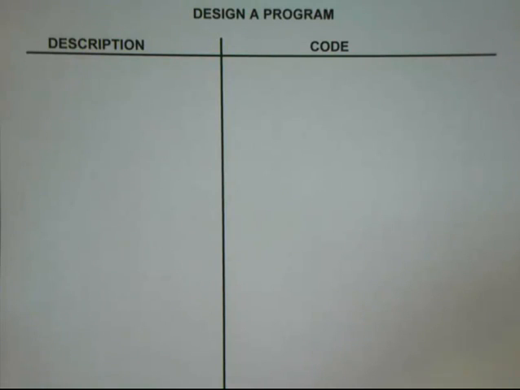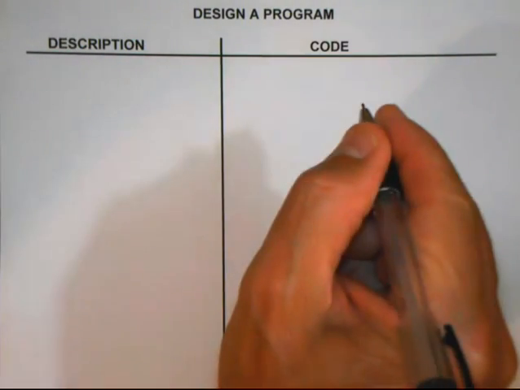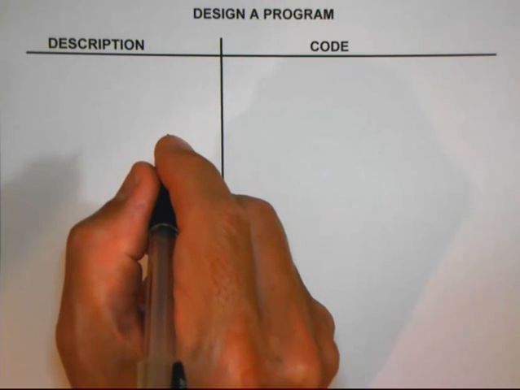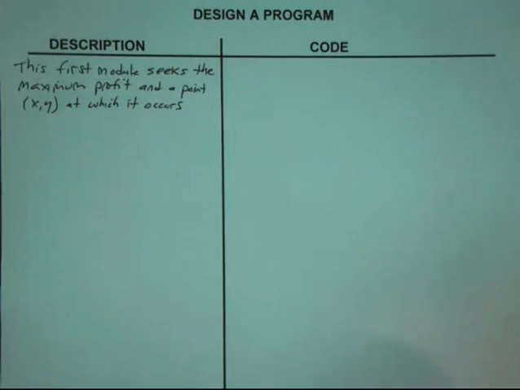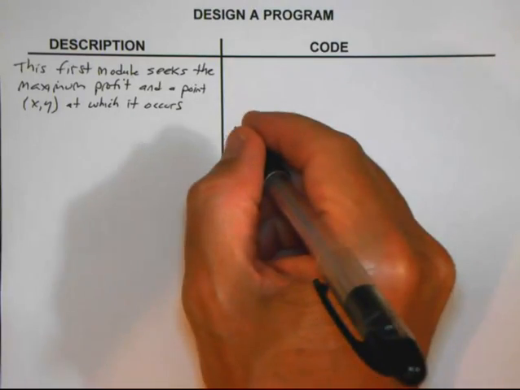Okay, so designing a program. On the left-hand column, we'll describe in words what we plan to do, and on the right, we can put in the Nspire source code. For starters, to keep our program organized, it might be nice to explain in a worded description what we're planning to do at first. Here, this first module will seek the maximum profit and a point at which it occurs. Now as far as the computer code goes, what do we have in mind here?